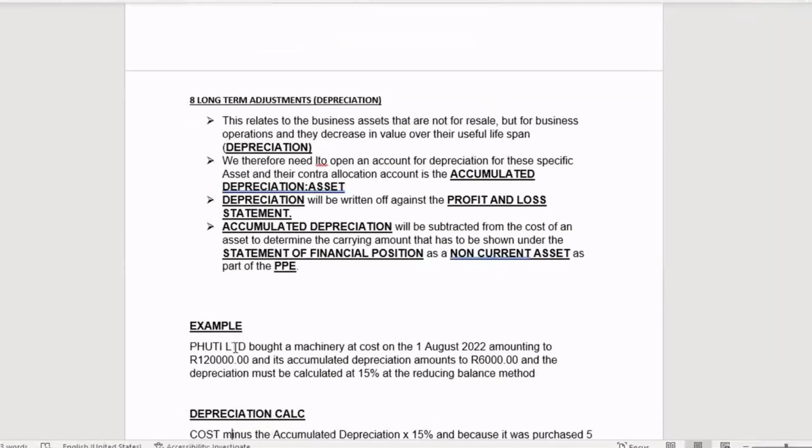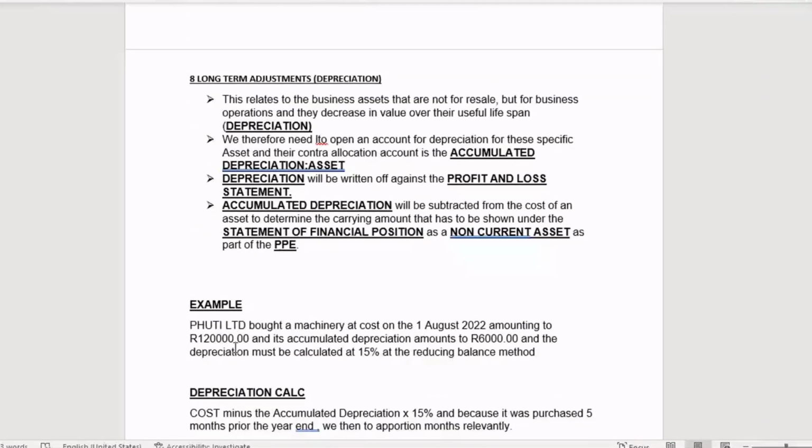Okay. So there we come into the bigger portion of the learning unit. That's your long-term adjustment. We spoke about it. It's depreciation. This relates to the business assets that are not for resale. It's not like any inventory. It's an asset like your vehicle or the machinery that is used for the production of income. It's for the business operations, and it decreases in value over its useful life, depending on how long the company has measured it to actually produce an income for the business. And we call that depreciation.